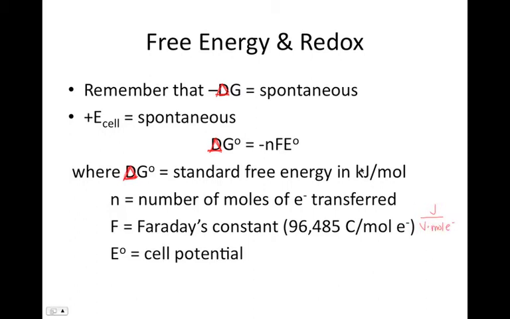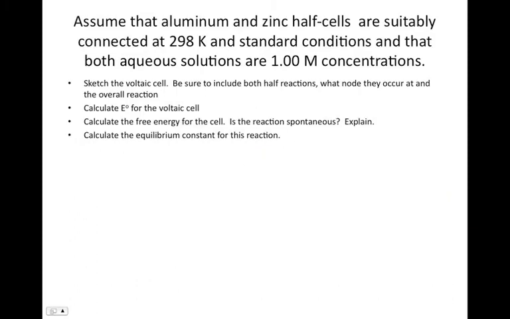Notice delta G is in kilojoules, Faraday's constant is in joules, so that will need to be dealt with. And then E is the cell potential in volts. This one has the units of moles because it's mole electron. So you notice mole electron gets canceled out here, volts gets canceled out here, we're left in joules for delta G, which means we need to convert so that we're in kilojoules. So I'm going to do one example, and then we'll cut this video off, and I'll do a part 2 in just a second.